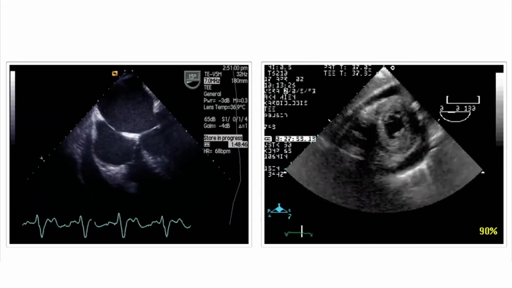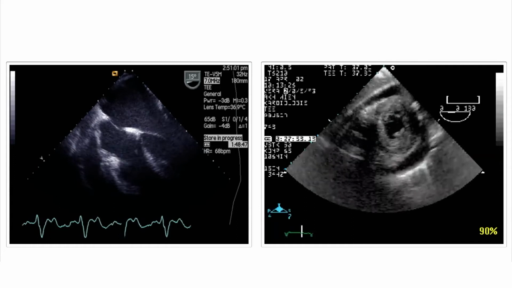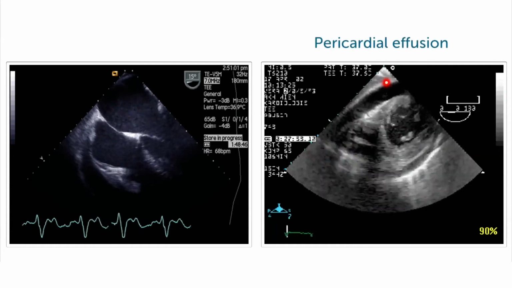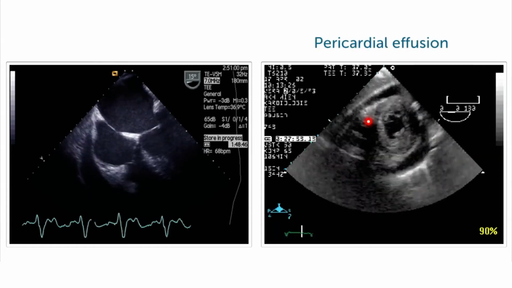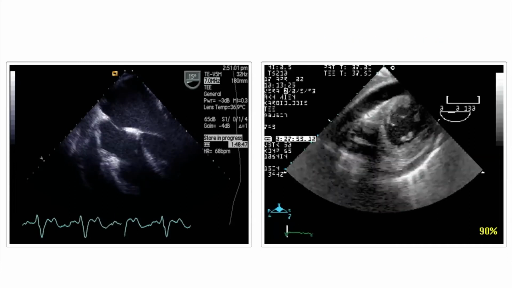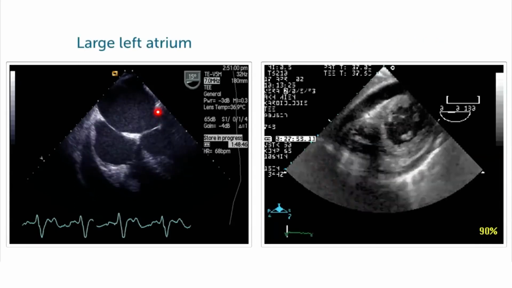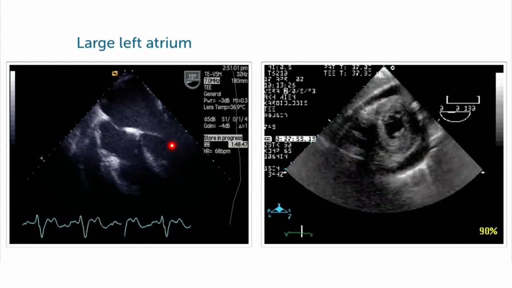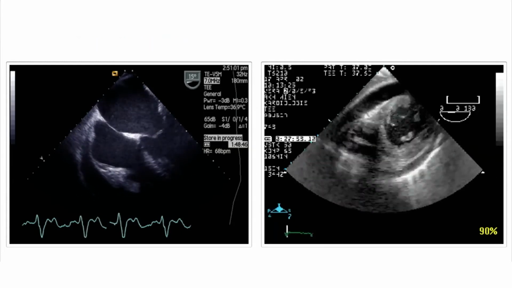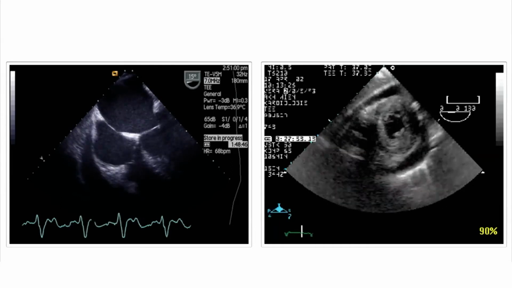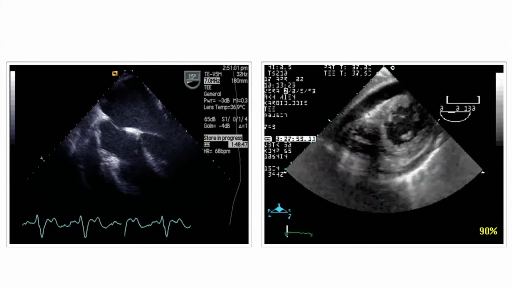Here's an example of a patient who has a pericardial effusion right here. You see the effusion around the heart right here. And here we have a patient with a rather large left atrium and poor left ventricular function. Both very important issues when it comes to assessing patients post-operatively.